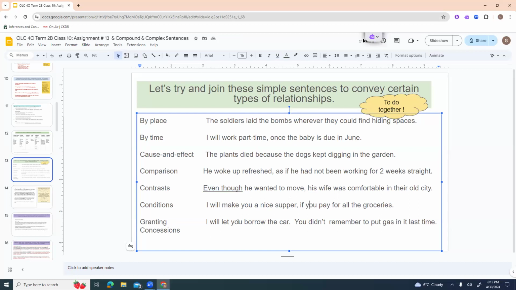Granting concessions. I will let you borrow the car. You didn't remember to put gas in it last time. So a concession. I will let you borrow the car even though you didn't remember to put gas in it last time. So change that period to a comma. One of the things for these, it isn't just a way of joining things. It's a way of showing relationships and connections between the two sentences that gives more information to your reader. That's one of the reasons why we use complex sentences, okay?